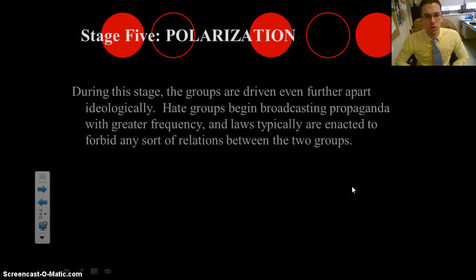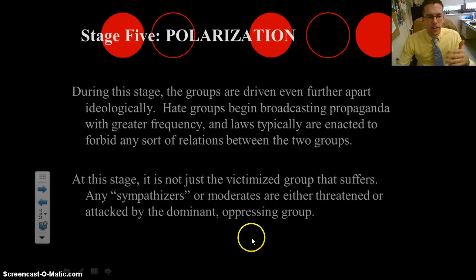The next one is polarization. Okay, now in this one, we're going to see increased propaganda. We're going to see discriminatory laws being created and enacted. And this one, we start to see, just like it sounds, polarization. You're either here or here, nothing in the middle. Okay, so if you're one of these people that's sympathizing with the victims, well, you're going to be threatened, attacked, murdered, put in a camp, whatever it is.